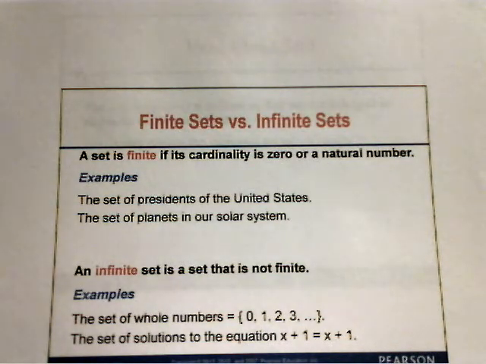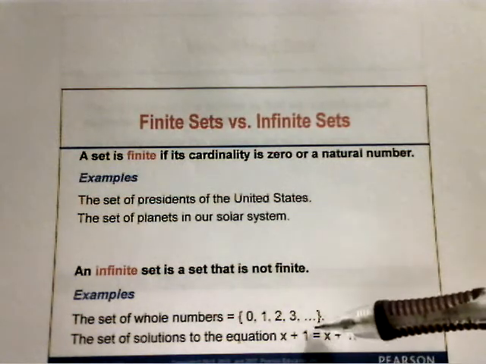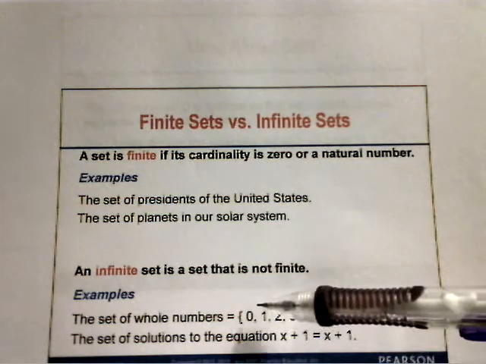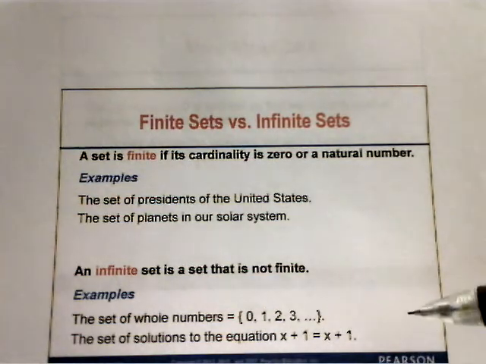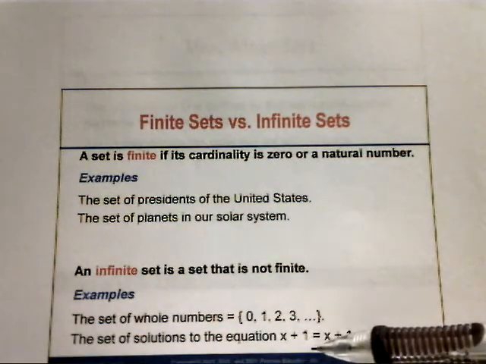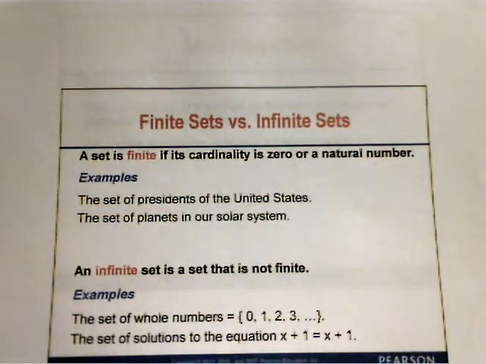It goes on and on and on, and you'll know that from one example with the 3 dots. That means this goes on and on without end. That's the set of whole numbers, in this case 0, 1, 2, 3, and it goes on and on and on. The set of solutions to an equation, which will be x plus 1 equals x plus 1.